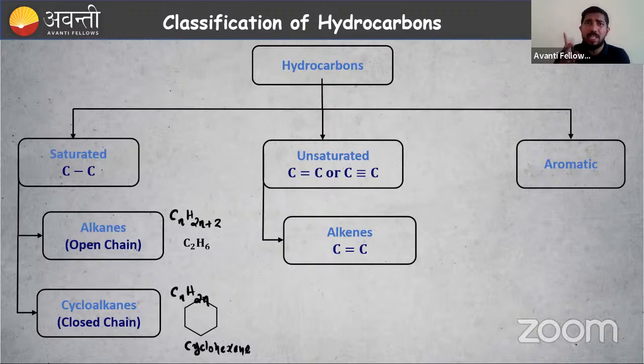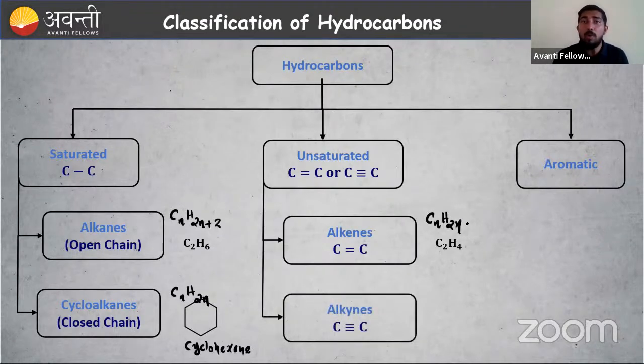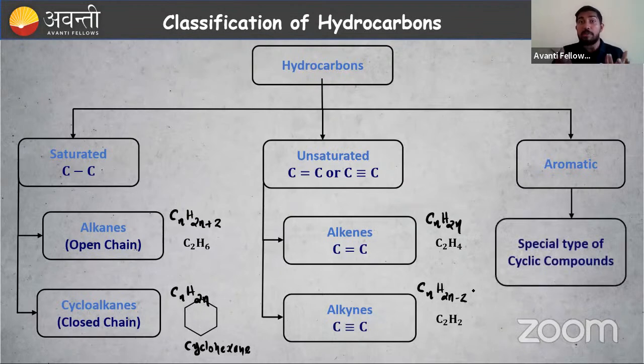Then unsaturated: first, alkenes are present, C double bond C, with general formula CnH2n. Then we have alkynes, with a triple bond between carbon and carbon. Any example? C2H2. The general formula is CnH2n-2. Then aromatic, which are somewhat special types of cyclic compounds. We know benzene is aromatic. We have studied so many examples, and we will study more at the end of the chapter. So this is the classification of hydrocarbon: saturated, unsaturated, aromatic; saturated are alkanes and cycloalkanes, unsaturated are alkenes and alkynes.